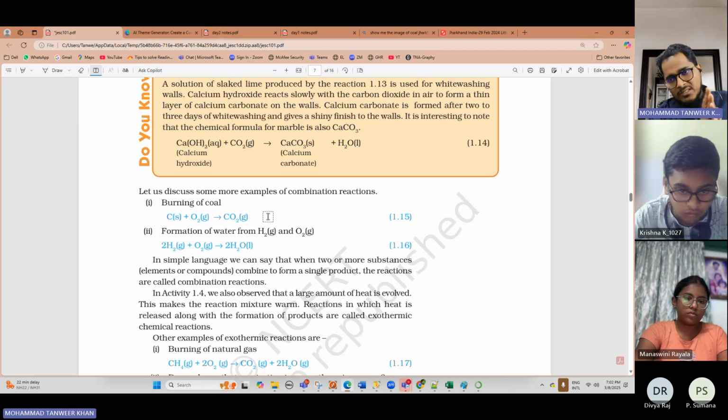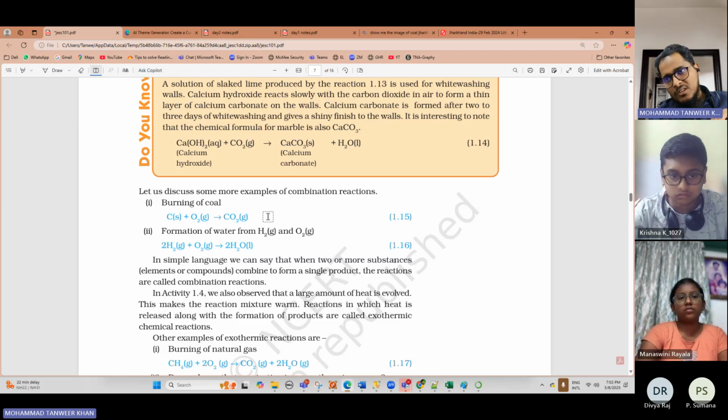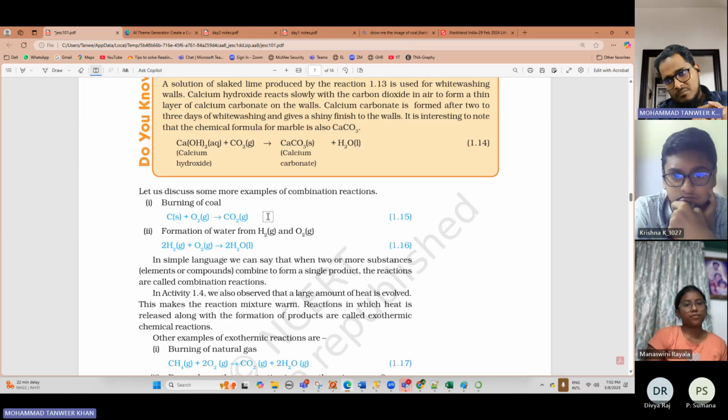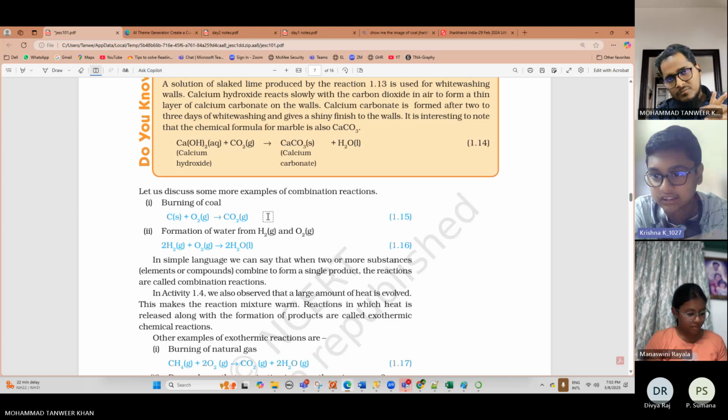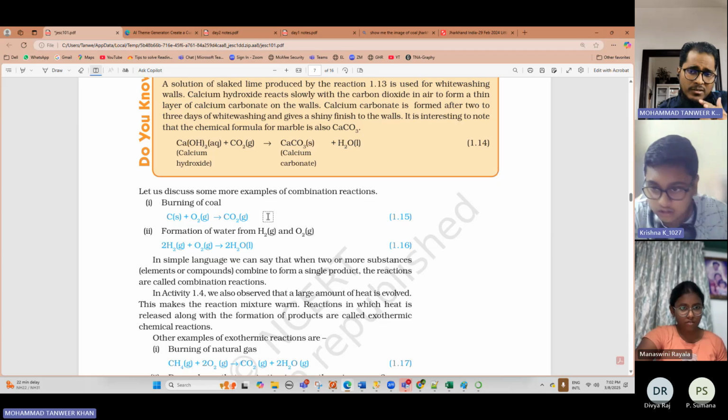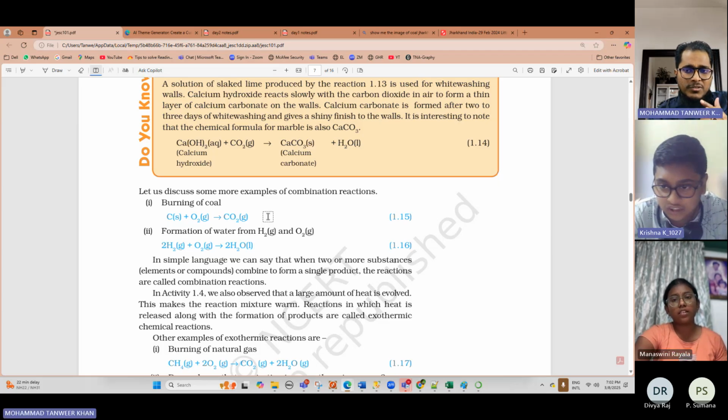This is also one example of combination reaction. How many examples of combination reaction have we seen now? Two, sir. What was the first example? Calcium oxide plus water gives calcium hydroxide. The second example is burning of coal. Heat is also produced, right, sir?